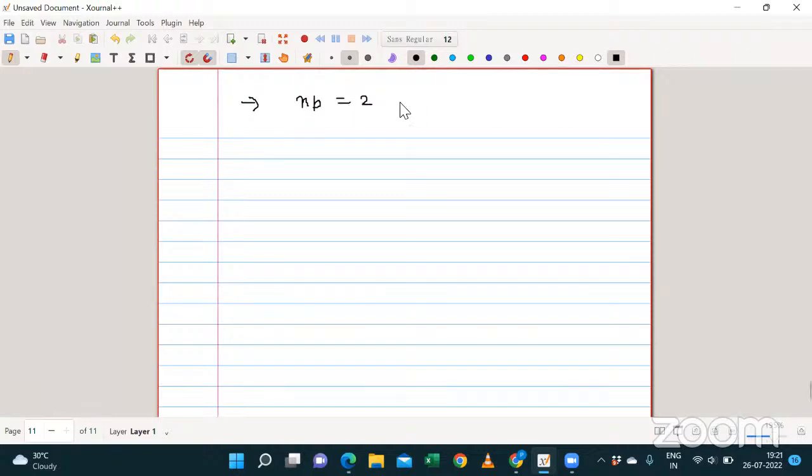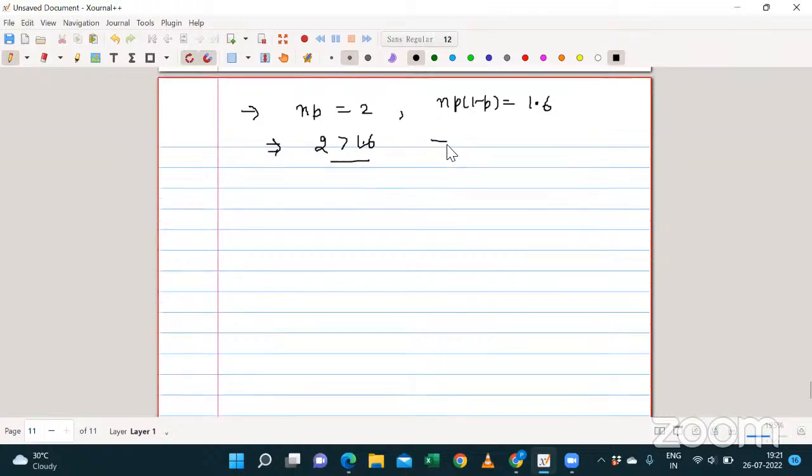So can you tell me, your NP and 1 minus P was 1.6. Okay, so you are saying 2. See here, 2 is strictly greater than 1.6. How can I make you understand? For example, in any computer language, these are called conditionals. Even if 2 is greater than 1.6 it will return true, and 2 is greater than or equal to 1.6 will also return true.